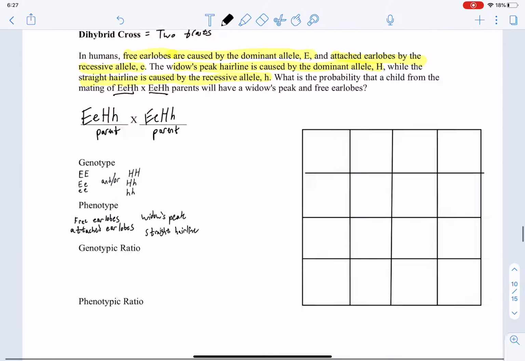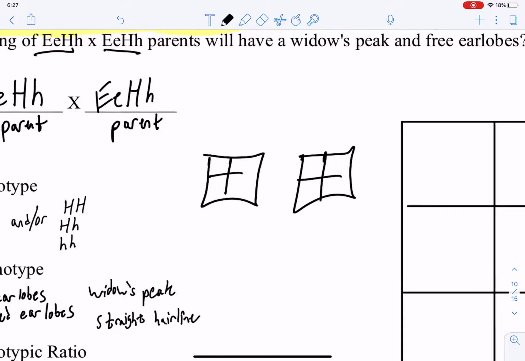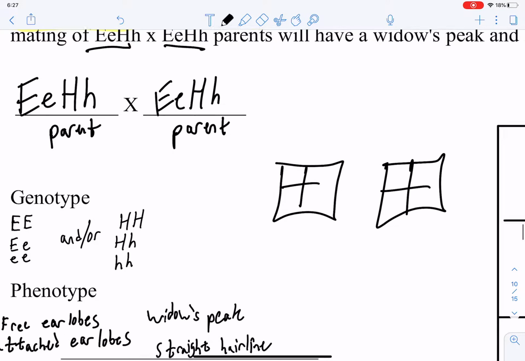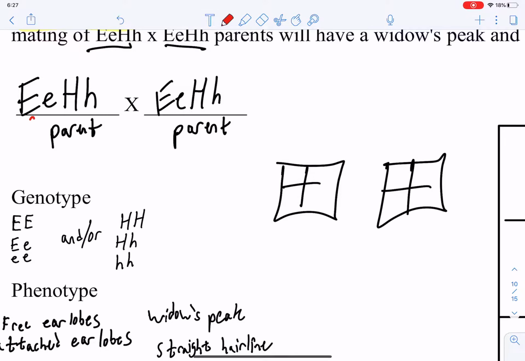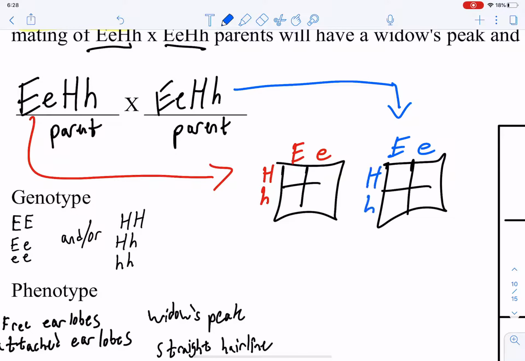All right, so in order to do a dihybrid cross, there's a few ways to do it. But the way I'm going to show you involves having two other Punnett squares. Okay. And we're going to take these parents, and we're going to just put one in each. Okay, so for the first one, let's make these different colors. So this will be big E, little e, big H, little h. And then we'll put this parent over here, big E, little e, big H, little h.